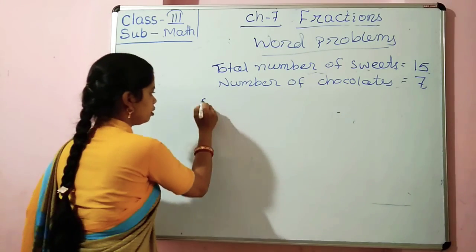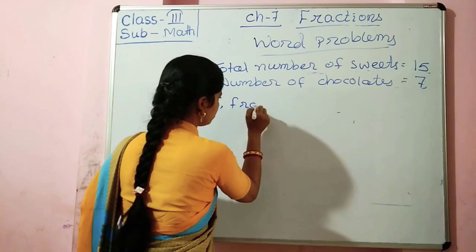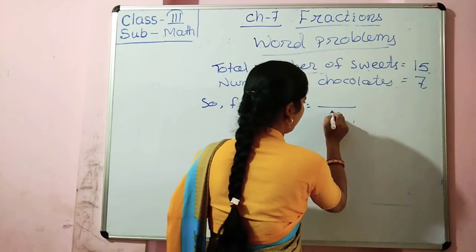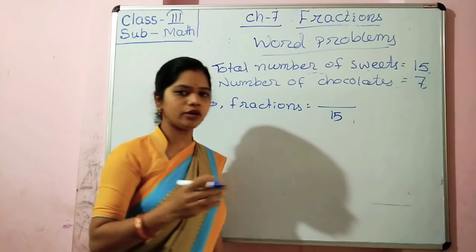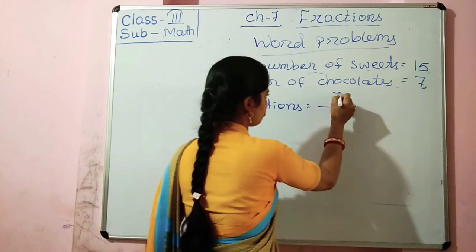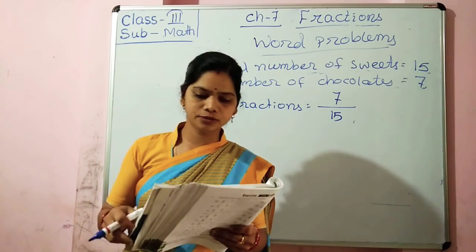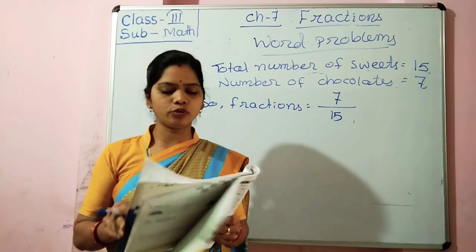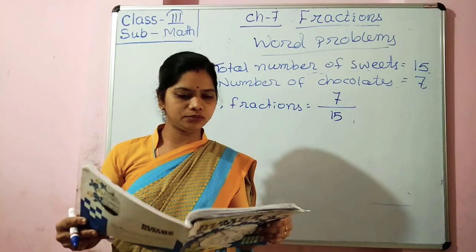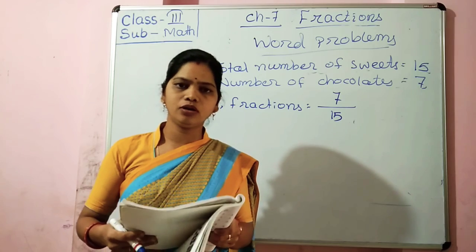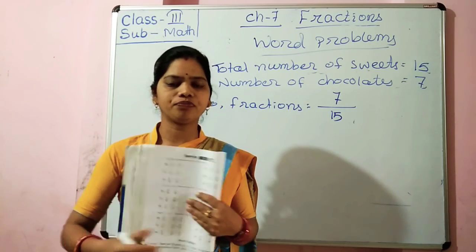So what is the fraction? All of you know, we write the total number as our denominator and 7 as the numerator, so the fraction is 7 by 15. In this way, you have to complete exercise 7.6 and 7.7 in your copy. Okay, all of you.